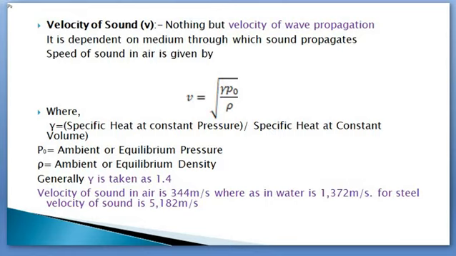Generally, gamma is taken as 1.4 for air, and therefore the velocity of sound in air is 344 meters per second. Since air is a less dense medium for the propagation of sound, the velocity of sound in air is the lowest, equal to 344 meters per second. In water, the velocity of sound is 1372 meters per second, whereas for steel it gives the maximum value of 5182 meters per second.